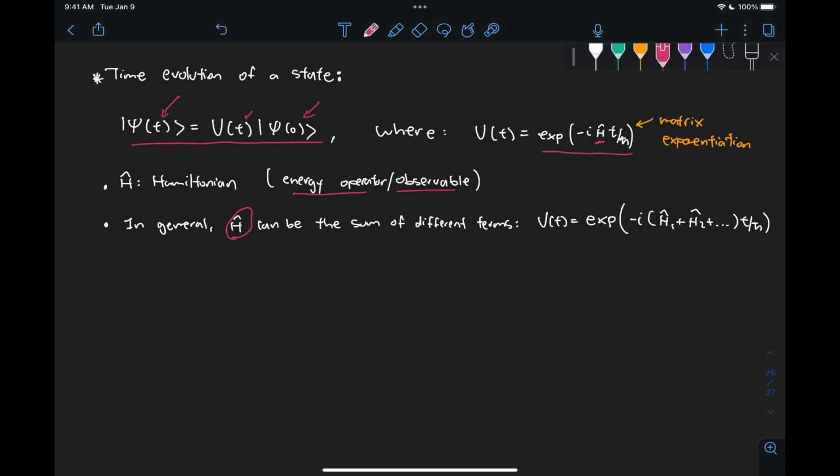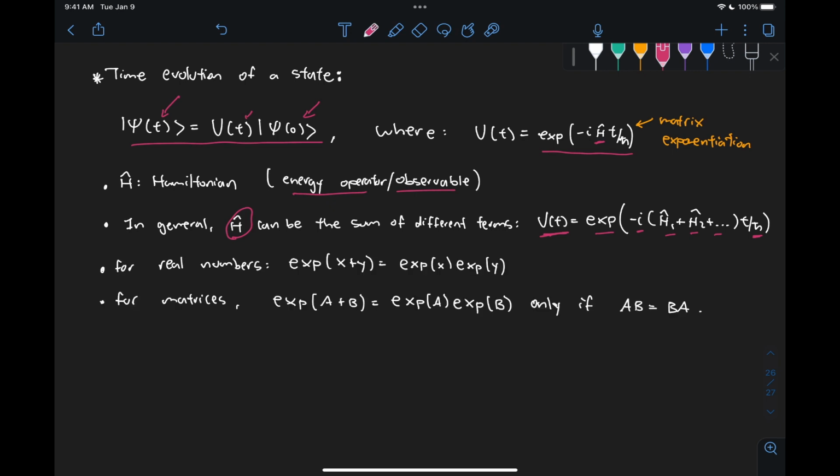So in that case, that unitary U of t is now the exponential of minus i times H1, H2, and so on and so forth, all the different terms this Hamiltonian can be composed of, times t over h bar. H bar is just Planck's constant divided by 2 pi. Now the question is, how do we implement this unitary U of t given some Hamiltonian?